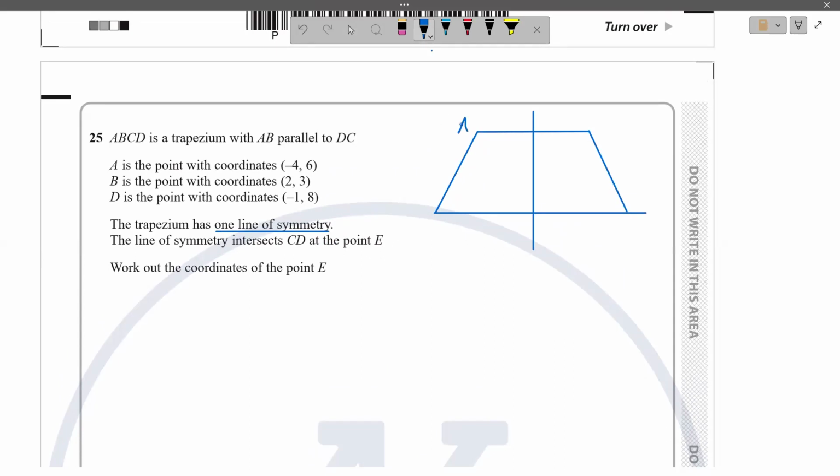Okay, here is A, B, C, and D. This is -4 and 6, 2 and 3, we don't know, and -1 and 8. The line of symmetry intersects CD at E. Work out the coordinates of the point E, so this is X and Y.